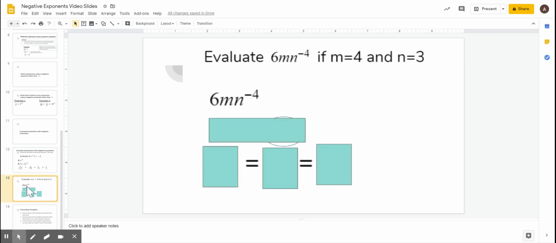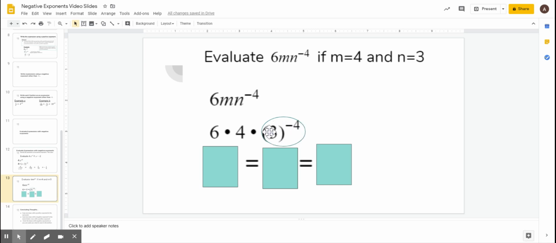Okay, and in the next slide we have 6mn to the negative fourth power. M is 4 and n is 3. So make sure you understand the -4 is attached only to n and not to the 6 and not to the m. Let's plug in our numbers. So we're plugging in 4 for m, 3 for n, and put parentheses around. It's easy to put parentheses around when you're dealing with negative exponents. It's so much easier to see things that way.